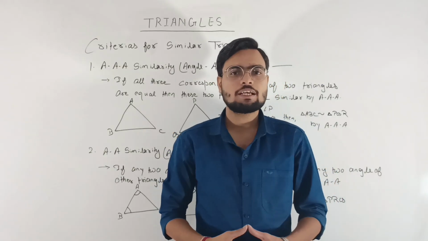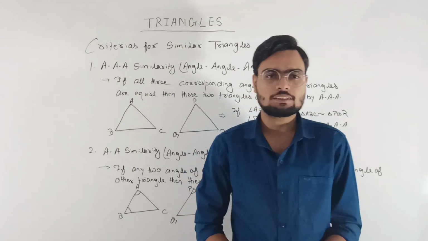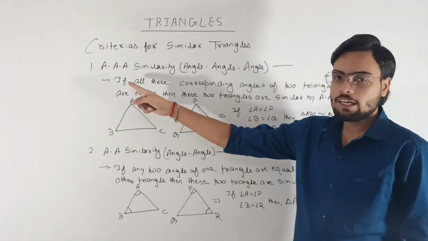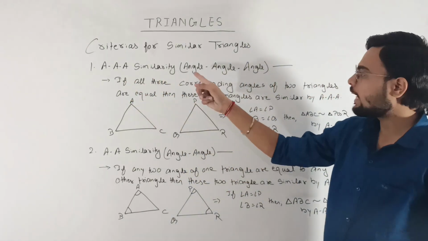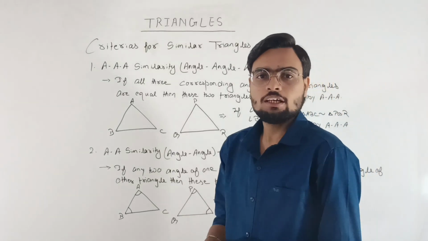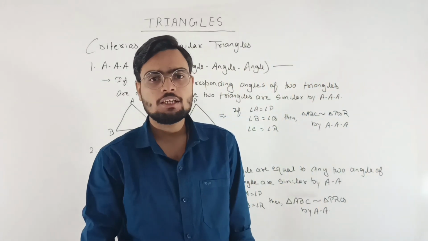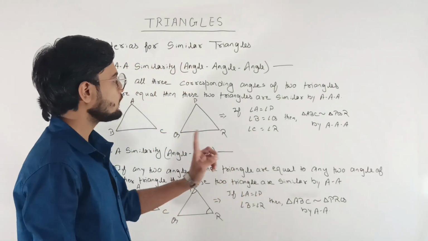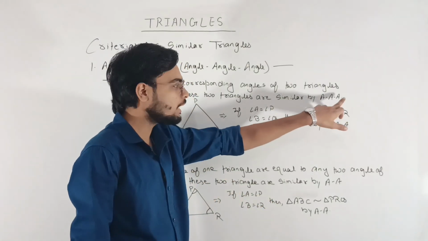Now let's move towards our next topic, that is criteria for similar triangles. Our first criteria is AAA similarity, that is angle similarity. This criteria says: if all three corresponding angles of two triangles are equal, then these two triangles are similar by AAA, that is angle.